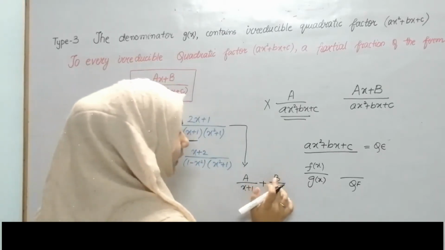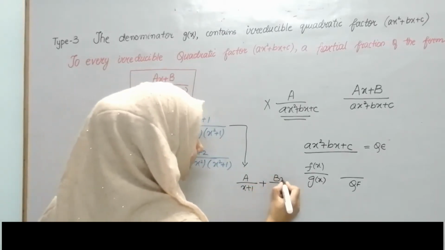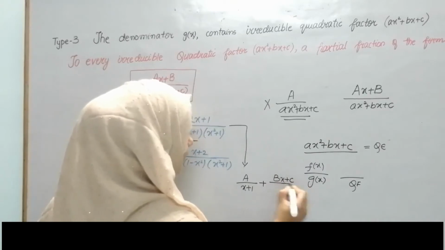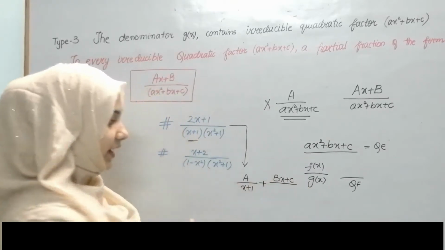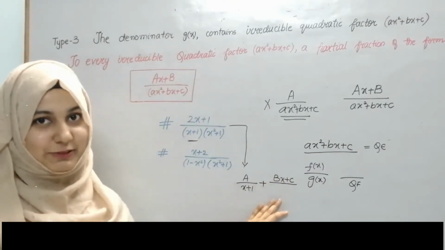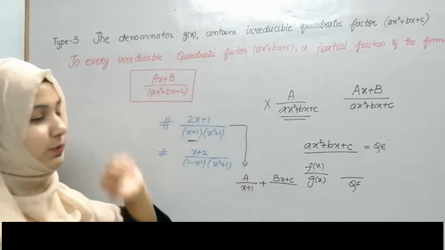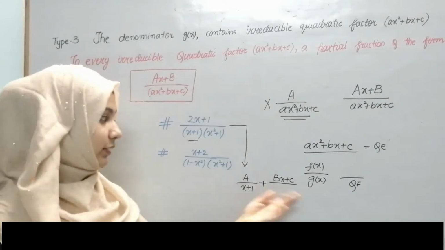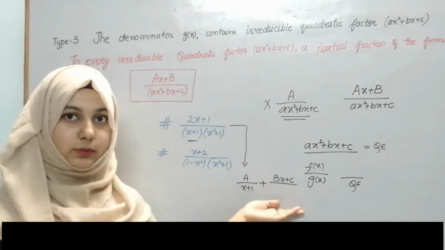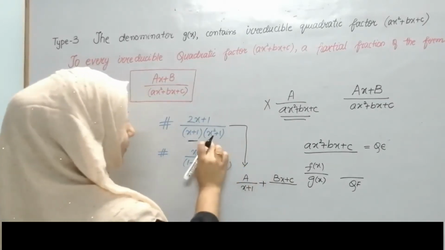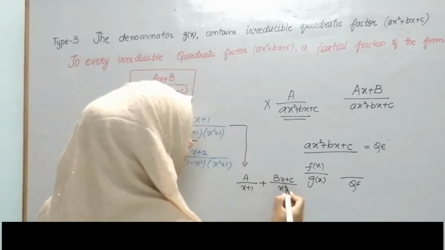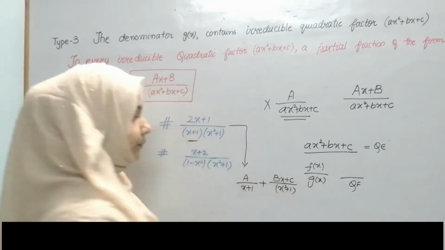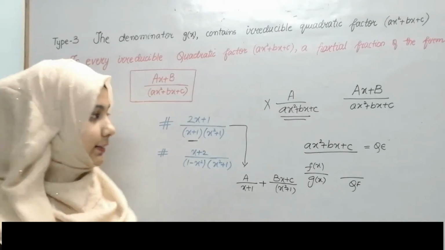For type 3, I won't write just b. I'll write bx plus c. After a, I'll have b, that's why I write bx plus c. Don't get confused: there it was ax plus b, here I'm writing bx plus c. The first constant was a, so followed by a, I have b. So bx plus c by the factor, x square plus 1. I think this is clear.